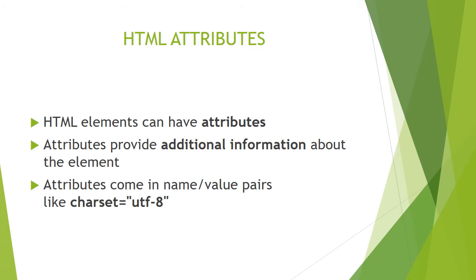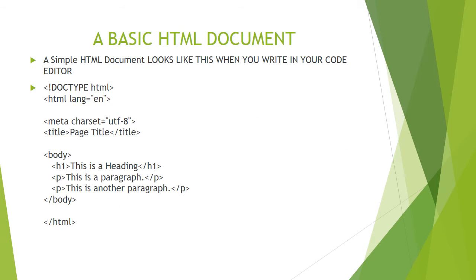HTML elements have attributes, and attributes provide additional information about the element. Attributes come in name/value pairs. For example, charset equal to UTF-8. In the next slide you will understand what the charset means and why it is UTF-8.